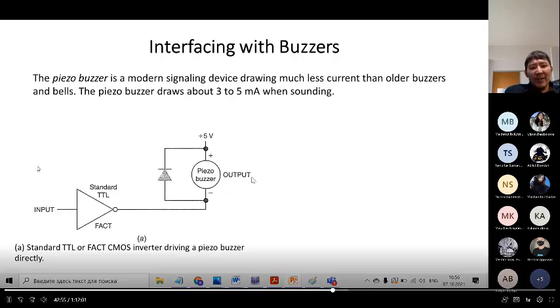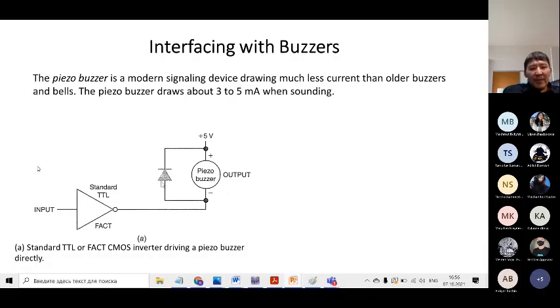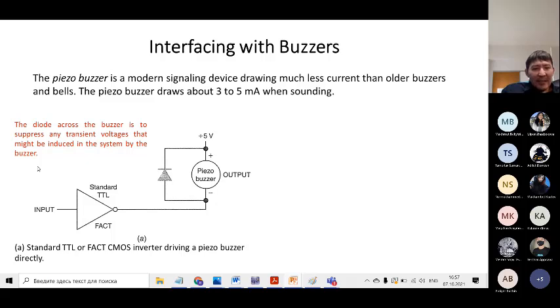But you need to pay attention. Here we connected a diode. It is not an LED, not a light emitting diode. It's just a simple diode. Why is it connected? It's difficult to explain in one sentence, but you should understand that it protects this part of your circuit from undesired effects. The diode across the buzzer is to suppress any transient voltage that might be induced in the system by the buzzer.